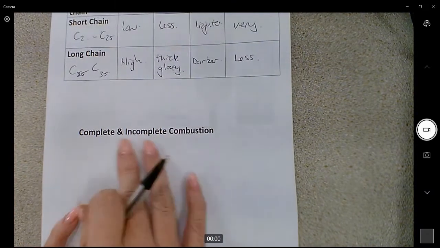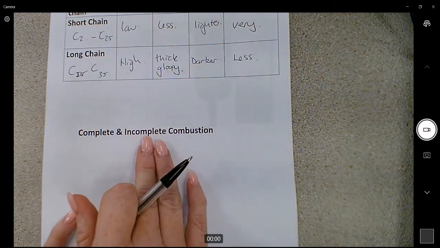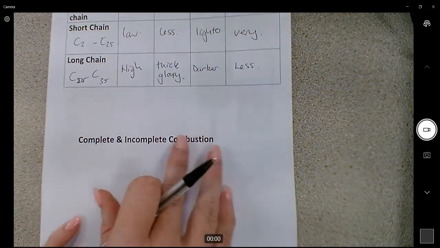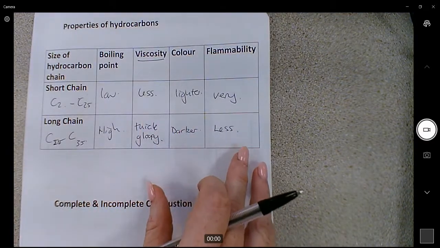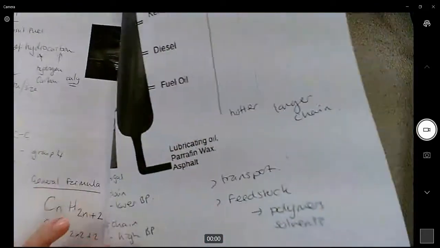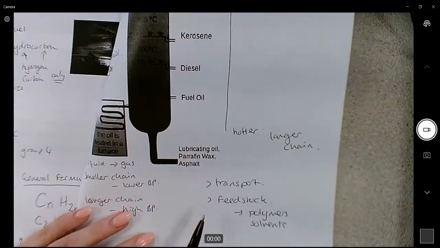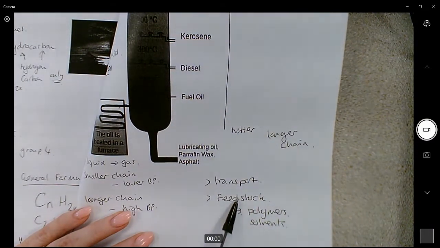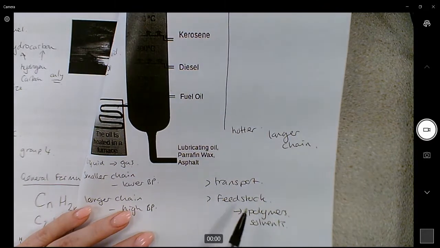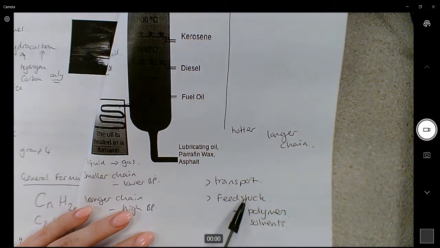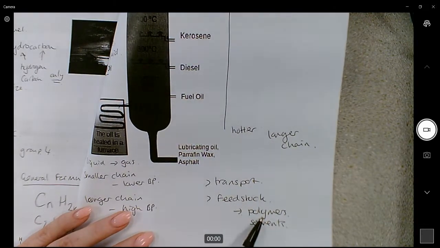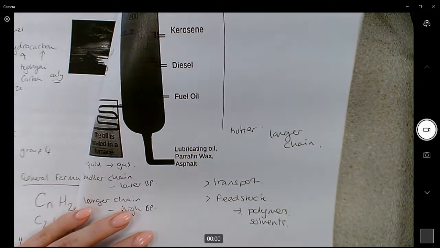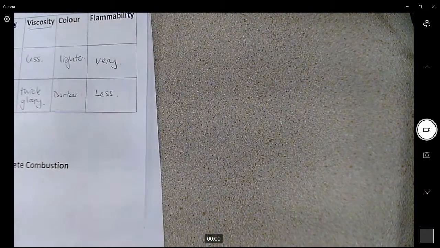Now I'm going to come back to complete and incomplete combustion because it does tie into alkenes. So I want to talk to you about how we make our alkene molecules. As I've said in the fractional distillation process, a lot of this process is about making the materials that are required to go on to make polymers. So we're going to talk essentially how we take our long chain hydrocarbons and make them into more useful products, such as the monomers required to make plastics or polymers.